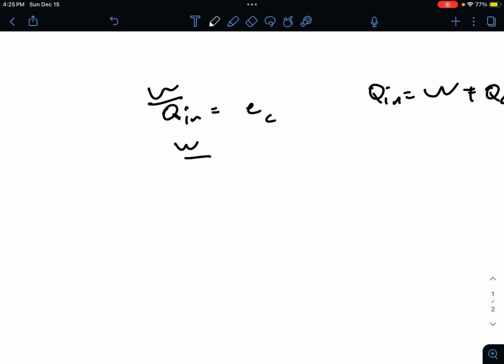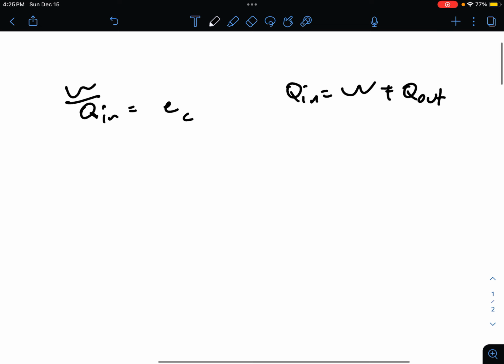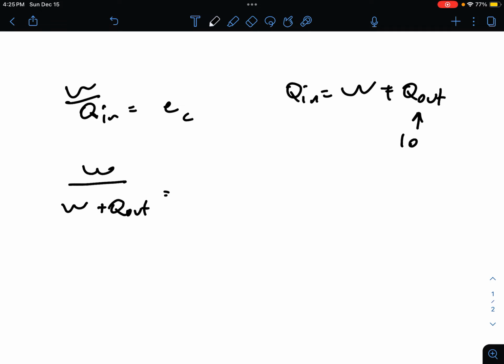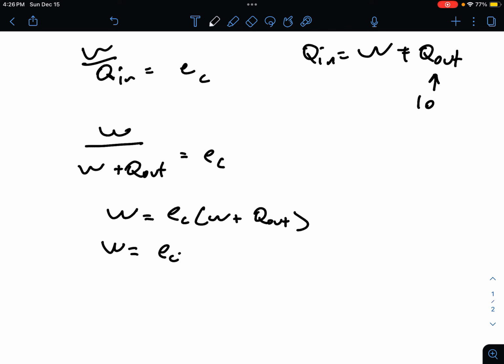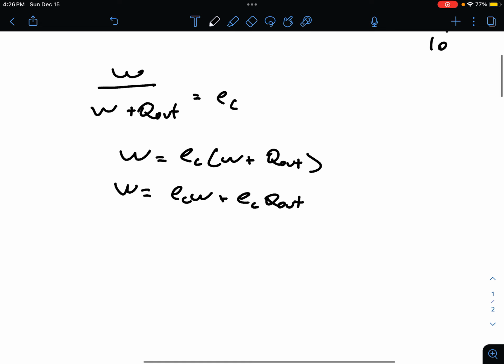So work. If I know my Q out is 1,000. Actually, yeah, let's do it this way. Work over work plus Q out equals EC. So work is equal to EC times work plus Q out. And then work is equal to EC times W plus EC times Q out. And then we could solve for work.